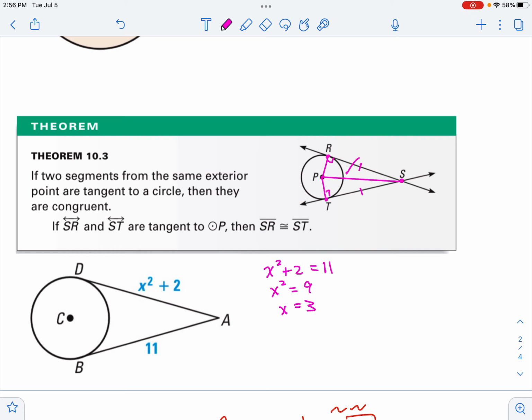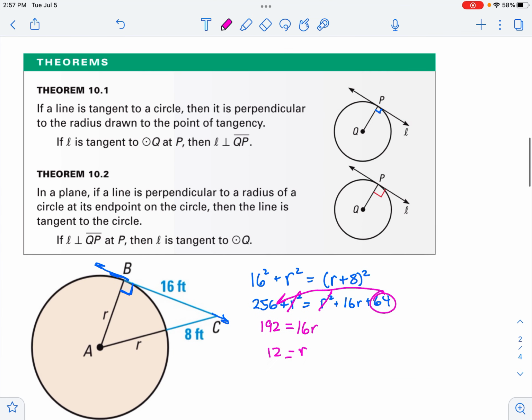So those are the big ideas. There's some terminology here, but the big ideas. Theorem 10.3: tangents coming from the same external point are going to create congruent segments. And also, tangents form right angles with the radius. Those are the two big ideas.